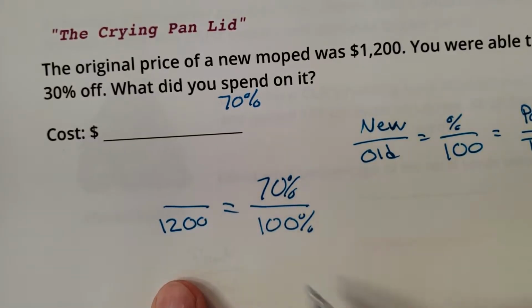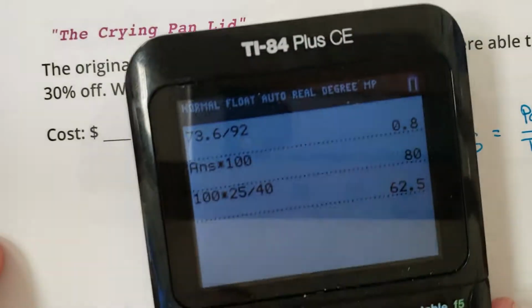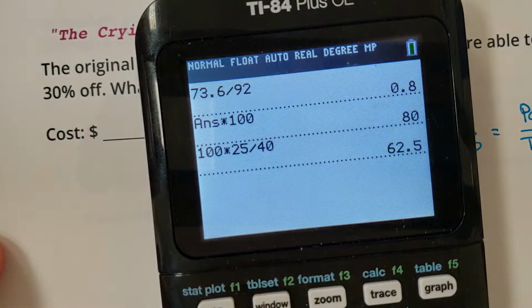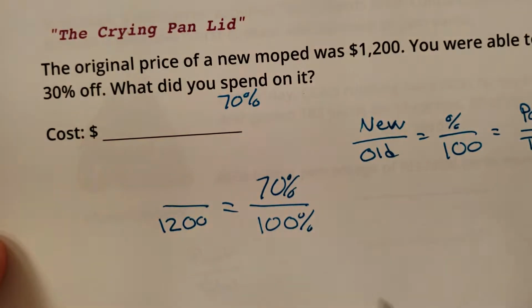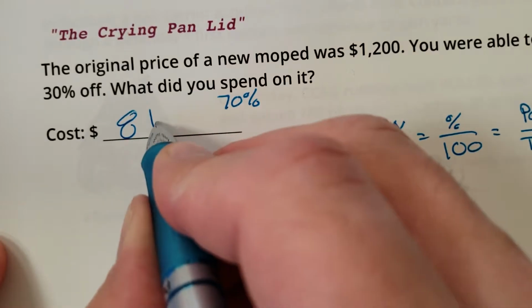All right, cross multiply, divide. Let's find 70% of the 1,200. A shortcut here in a second I'll show you. 70 times 1,200 divided by 100. $840 is what you spent on that moped.